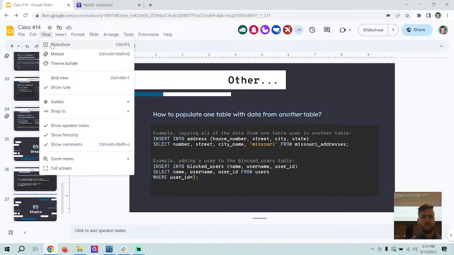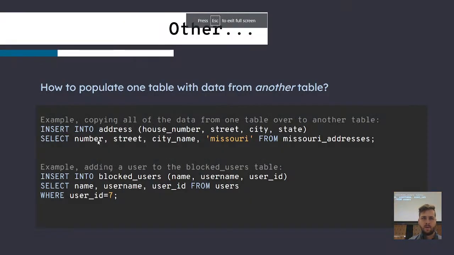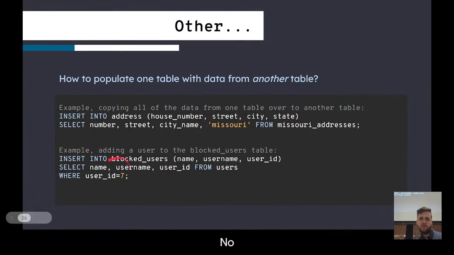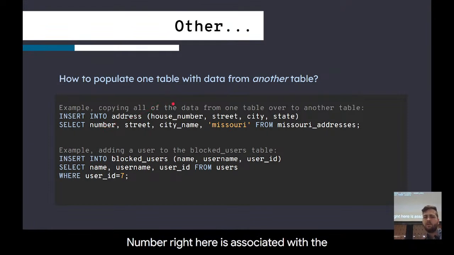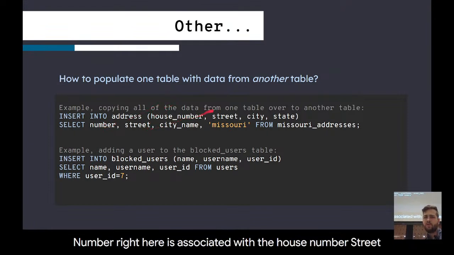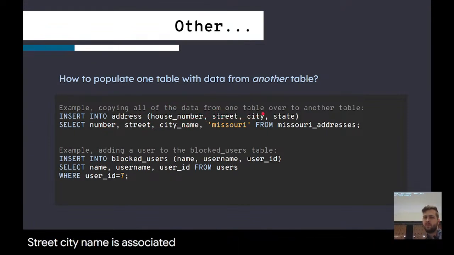Right, that's a good question. So if we look at this slide right here, number right here is associated with the house number. Street is associated with street. City name is associated with the city. The state here is a string.